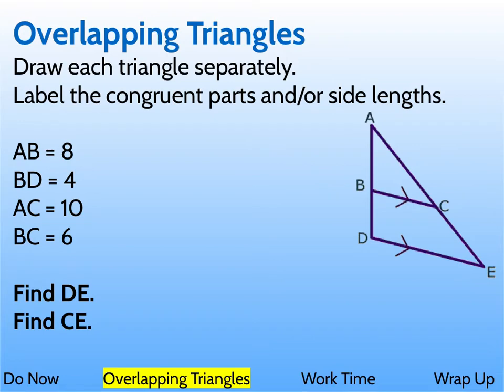Now, the fact that those two triangles are similar makes it easier to find some side lengths. So what we're going to do here is find some side lengths in this diagram. First off, let's just label some stuff that we're given. We're given that AB is 8, BD, just this little piece, is 4, AC is 10, and BC is 6. So my strong suggestion to you, because otherwise you'll get confused and make horrible mistakes, is to draw each triangle separately. So here's what we're going to do.